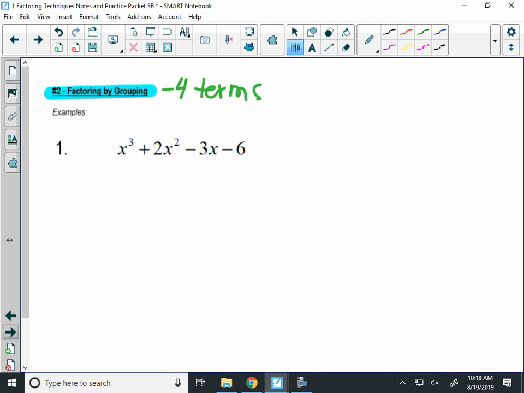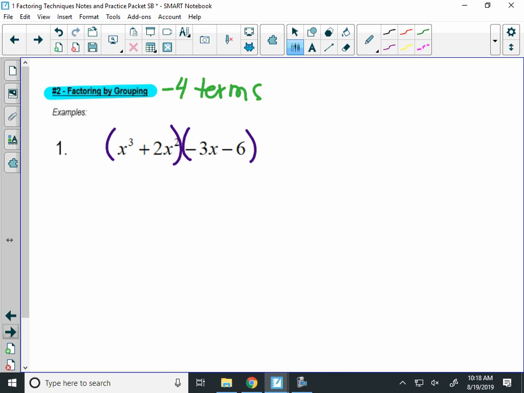The way I like to write it is as follows. I like to put parentheses around the first 2 terms, and then I like to put parentheses around the second 2. Some teachers do brackets underneath like this. It's the same thing. I just like to do parentheses. The second one, I like to put parentheses around the plus or minus sign that's there as well. Now, here's what you do when you group.